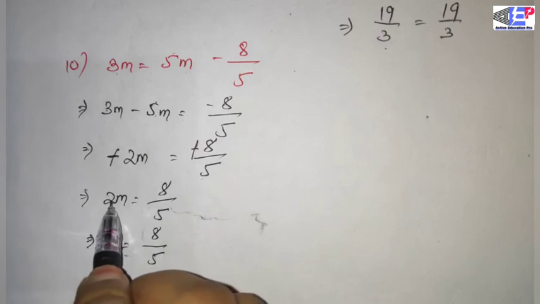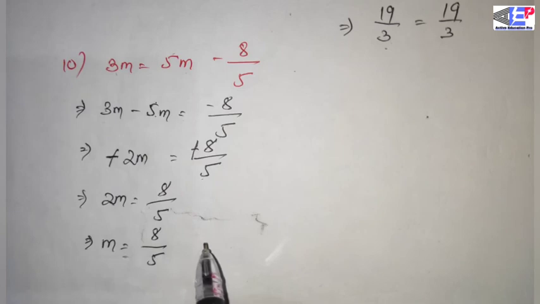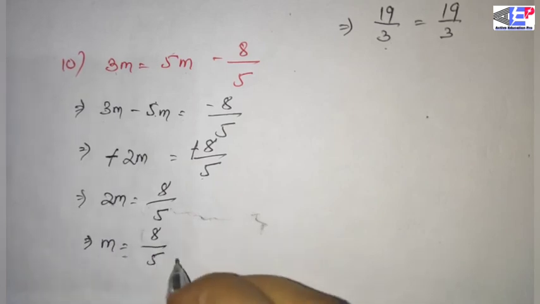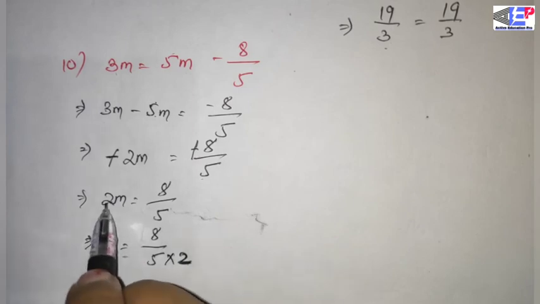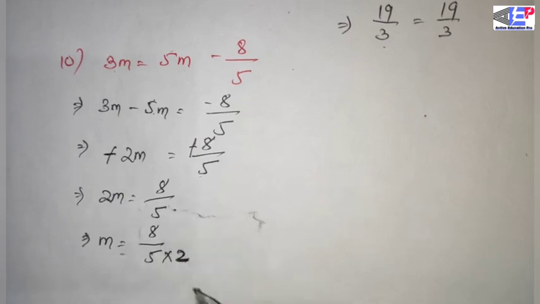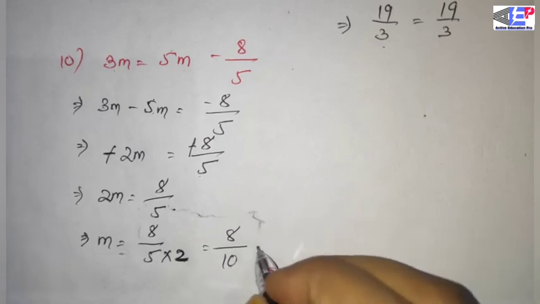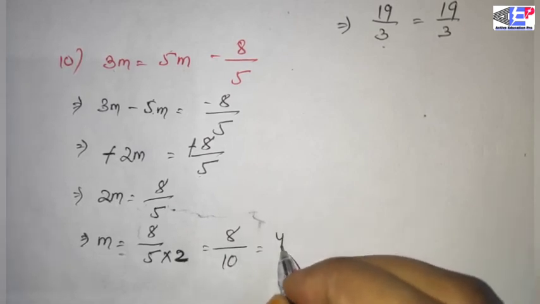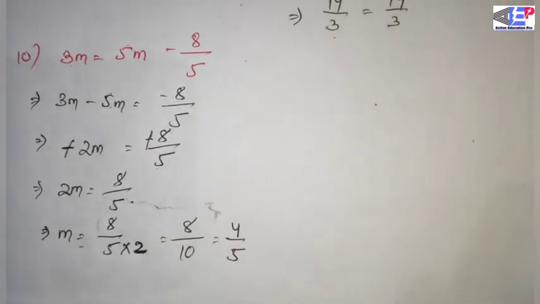And m is 8/5. This 2 is the numerator on our left side. When it moves to our right side, it will divide the constant, so it will multiply with the denominator. Because the function of 2 here is to divide the constant on our right side, so multiply with the denominator, and here 8/10 is 4/5. The value of m for this equation is 4/5.